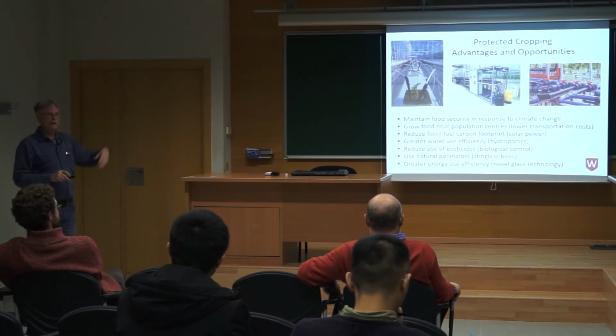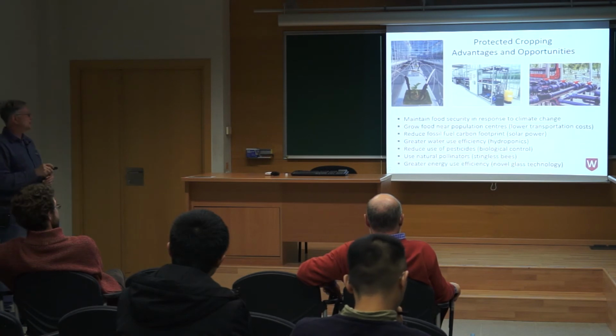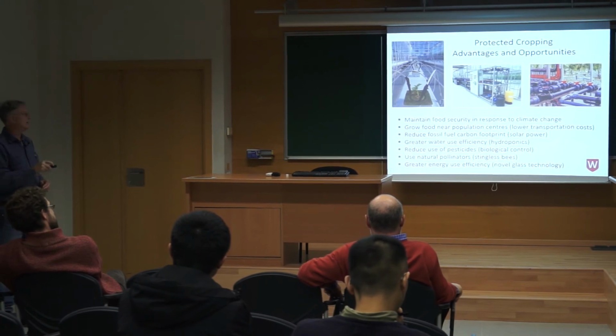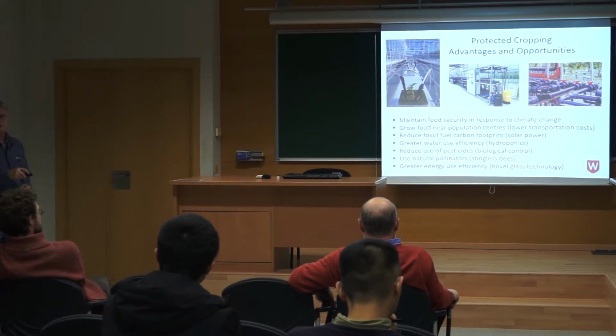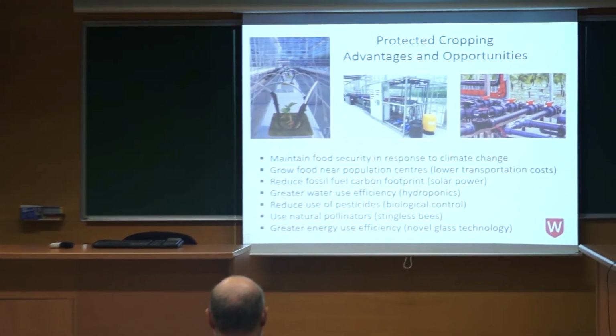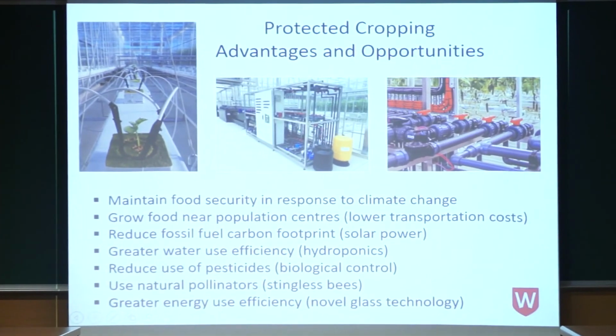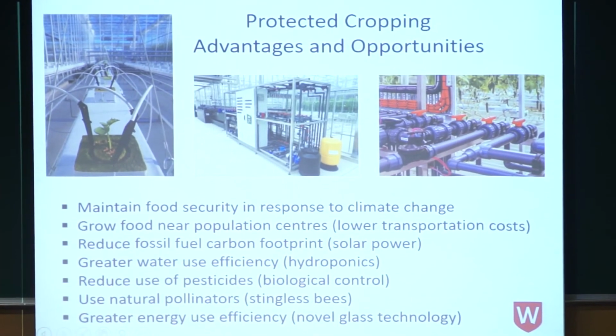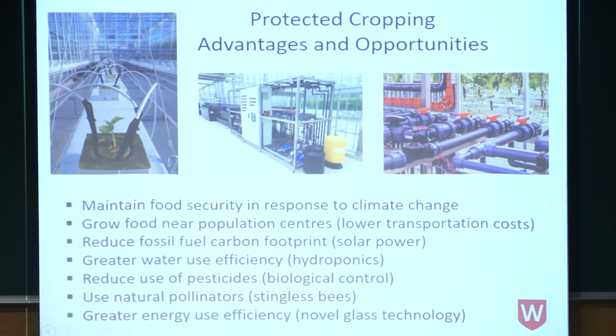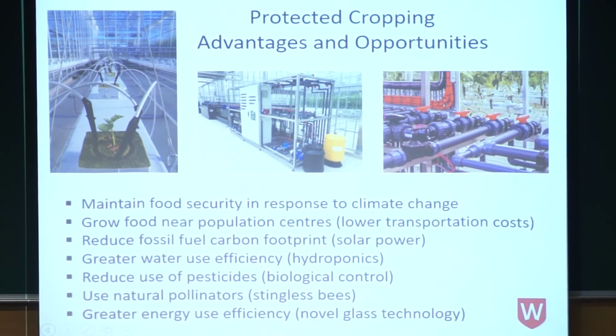So we've taken a protected cropping approach. This is our facility. But basically the idea behind it is to maintain food security in response to climate change. Like I said, cotton production's down 45% this year. Grains have been down quite significantly. And so these weather impacts are quite substantial on food.